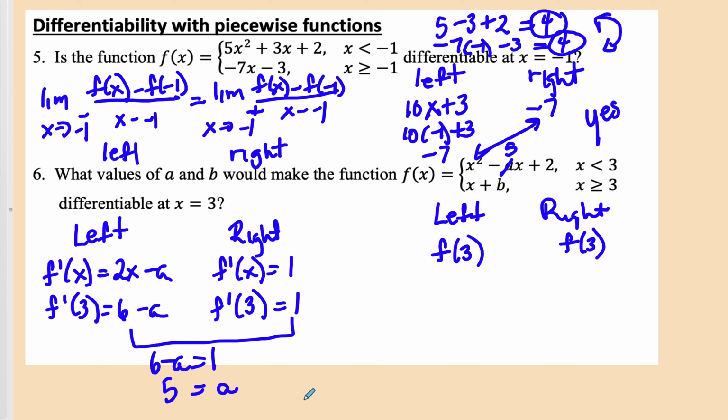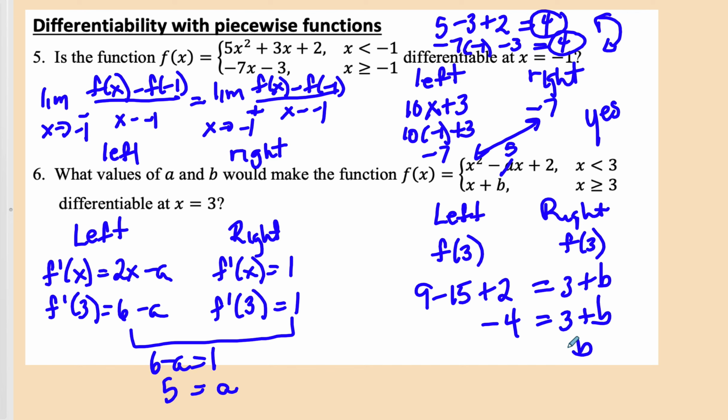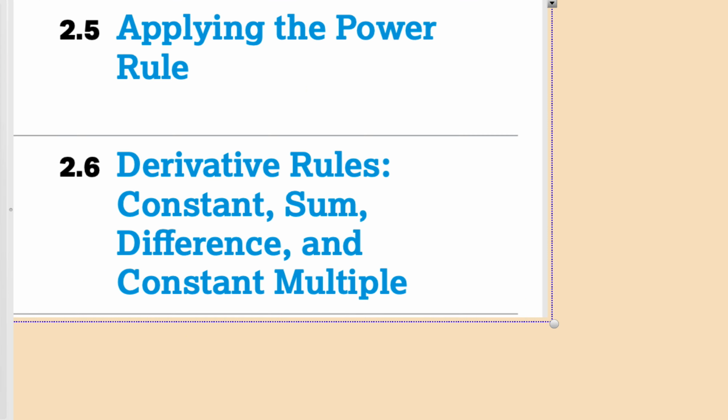Okay, now that we know that a has to be 5, what does b have to be? Well, remember the two y values have to be the same. So if I put the number 3 into here, that'll be 9 minus 15 plus 2. That's going to have to equal the value here, which is going to be 3 plus b. So this is going to be -6 plus 2, and that's going to be -4 equals 3 plus b. And so b must be equal to -7 in order for the two y values to be the same. So here are the two values that we must have so that they meet and they have the same derivative. And that's the end of the screencast.